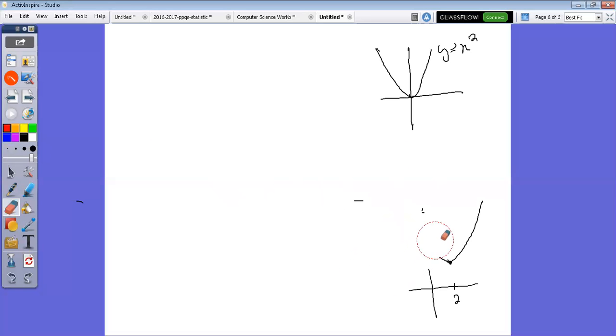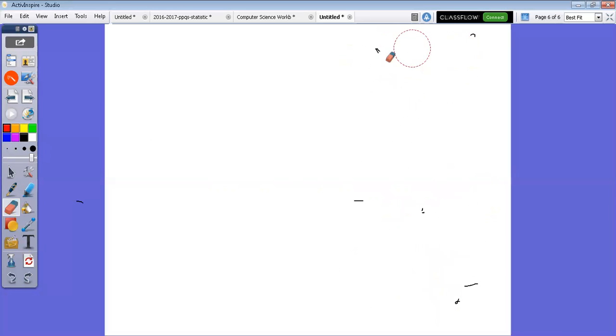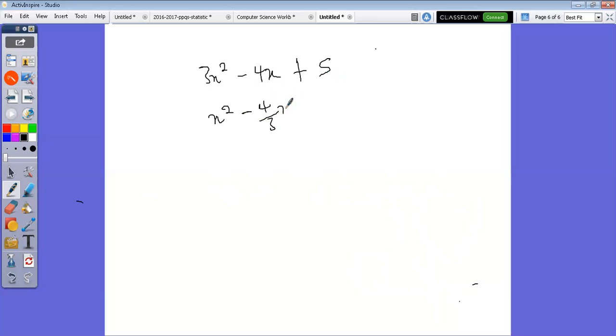The question that you have asked now is a key important question here. You asked, what if I have, for example, 3x squared minus 4x plus 5 for argument's sake. I want to draw that. The coefficient of x squared should always be 1, so I divide everything by what? By 3. So that I have x squared minus 4 over 3 x plus 5 over 3.